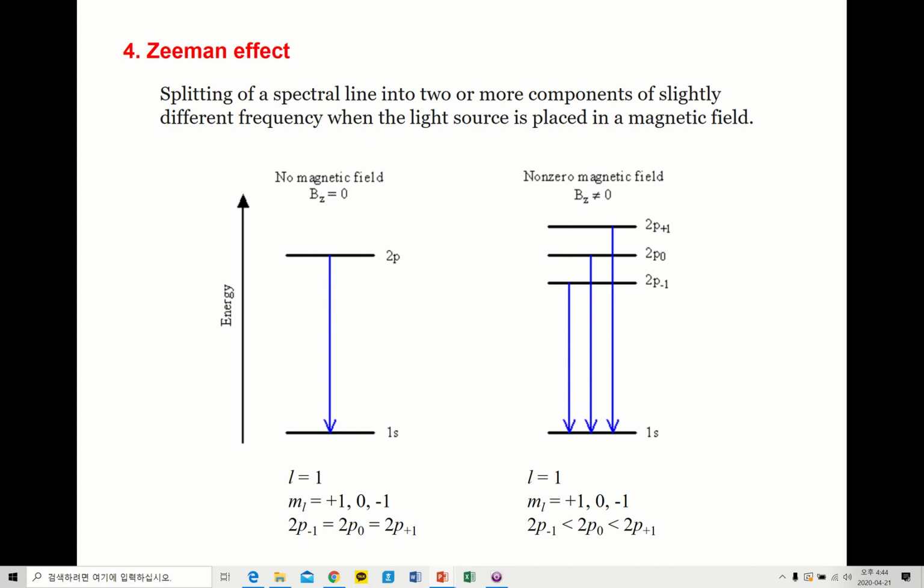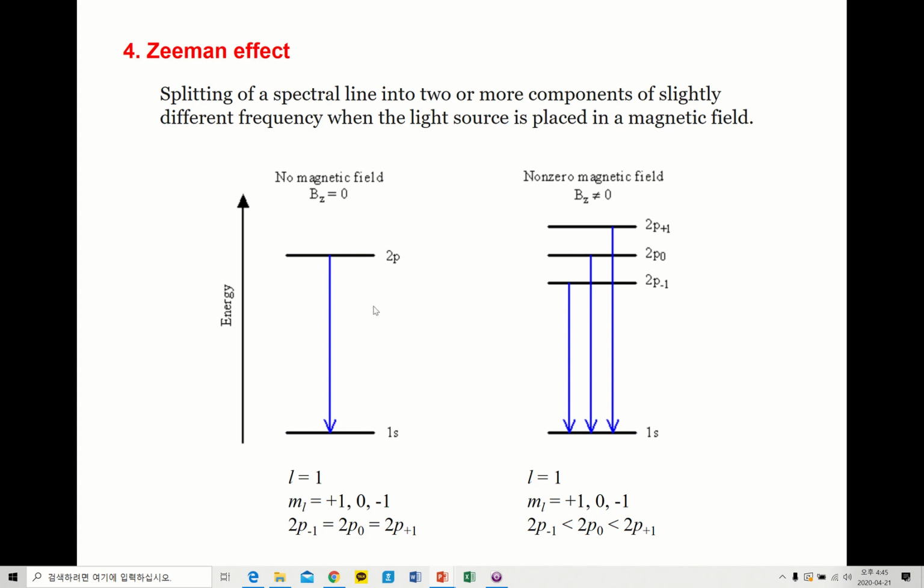Now, the Zeeman effect is visible in the presence of a magnetic field. Look at this: the electronic energy levels 1s and 2p, for example. Without a magnetic field, this 2p energy level is degenerate. That means p has l equal to 1, so ml is minus 1, 0, plus 1. It's not split; it is degenerate.